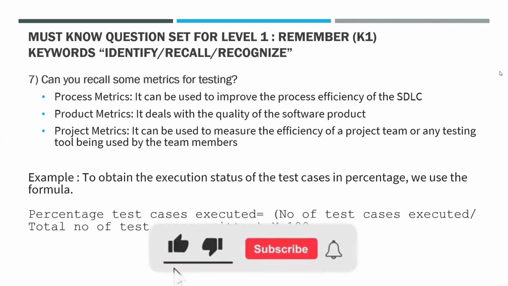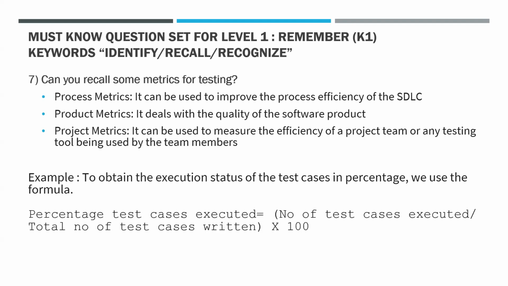Next, can you recall some metrics for testing? So a process metric can be used to improve the process efficiency of the SDLC. A product metric deals with the quality of the software product. A project metric can be used to measure the efficiency of a project team or any testing tool being used by the team members. As an example, to obtain the execution status of the test cases, in percentage, we use the formula: percentage test cases executed equals number of test cases executed divided by the total number of test cases, multiplied by 100.